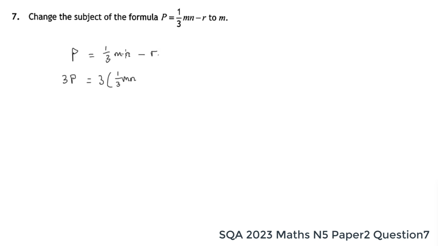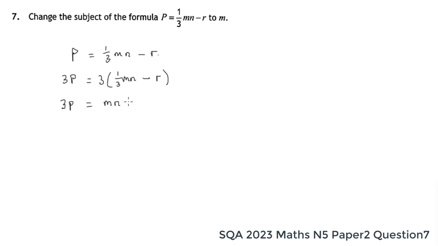There's two terms. There's a third MN and there's minus R. Both of these terms have to be multiplied by 3. That's why I'm putting that intermediate step in. So 3 times a third is 1. 1 times MN is just MN. That's why we multiplied both sides by 3, to get rid of that third, and it's gone.